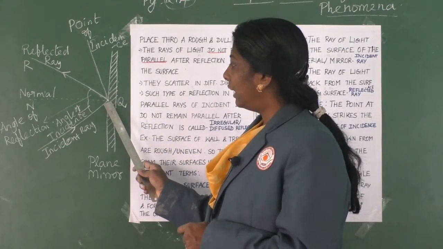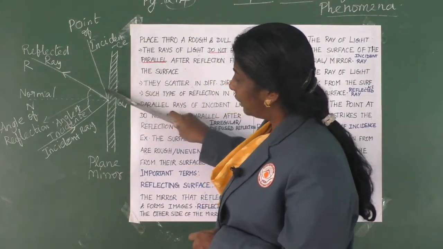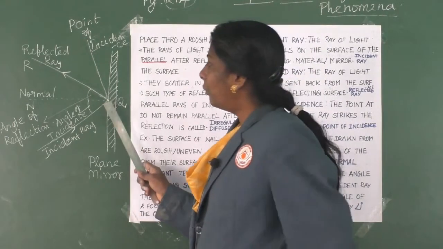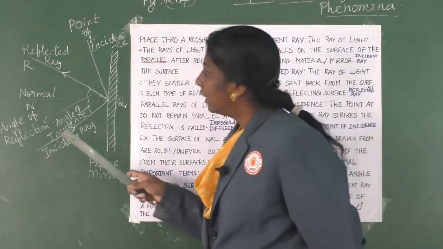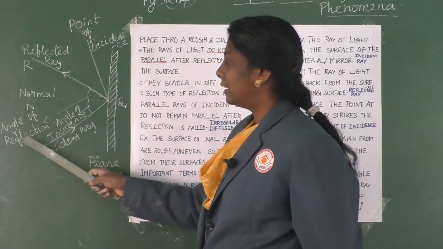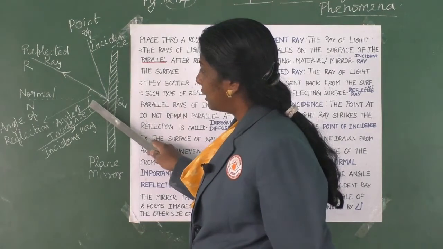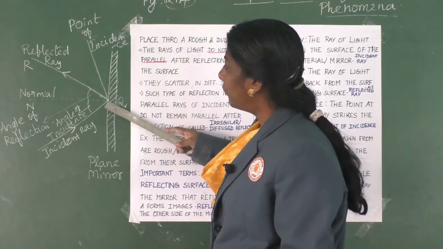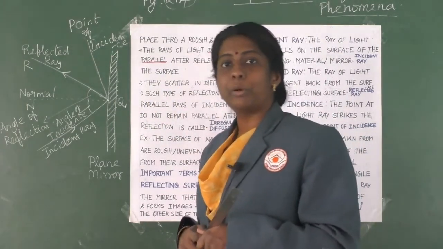Then it reaches the point Q on the plane mirror and reflects back. The light passing in this direction is called the reflected ray. The centre line here is the normal, denoted N. Then there are two angles. This angle, QR, is called the angle of reflection. And this side is called the angle of incidence. Where the light touches the plane mirror, that point is called the point of incidence.